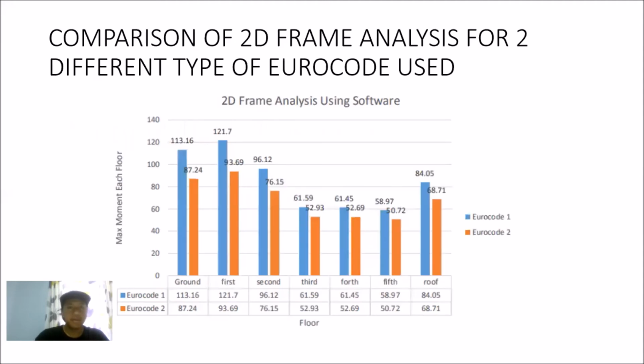Okay, next. We go to the graph comparing the 2D frame analysis for the different types of Eurocode used. We can see that there is a difference in this bar graph between Eurocode 1 and Eurocode 2. This is because we are using a different factor of safety, as I mentioned before, that will affect the distributed load also, and it will result in differences in the moment and shear at the end. So that's all from me.